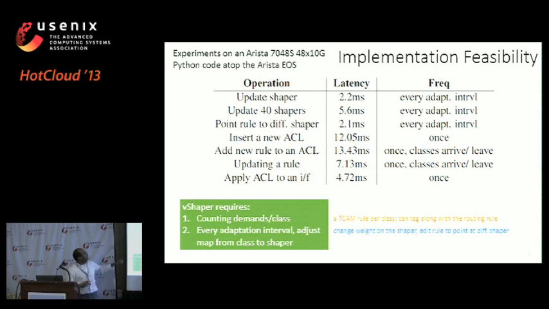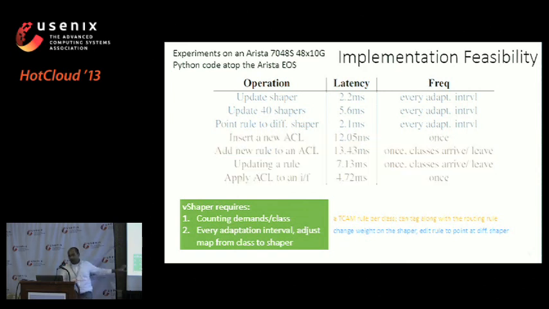So for these things, we ran some micro benchmarks. The top few are about the adaptation interval. We need to change the shaper. We change shapers in bulk. We make a shaper point. We change a rule to point to a different shaper. The bottom few are about inserting stuff for a new class. You put a new rule in. The takeaway is that most of these things that need to be frequently done require no more than a couple milliseconds. So we should be able to adapt once every 50 milliseconds or so.